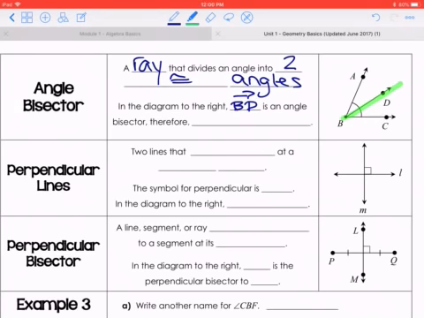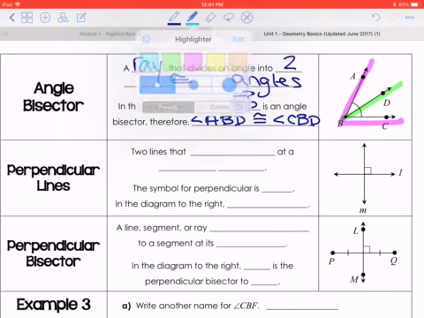So it's dividing the large angle. We had this large angle ABC. Now when I draw in ray BD, I've divided it up so I have two smaller angles. Those angles would be angle ABD, and it would be congruent to angle CBD, okay?